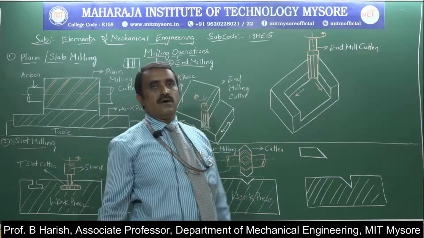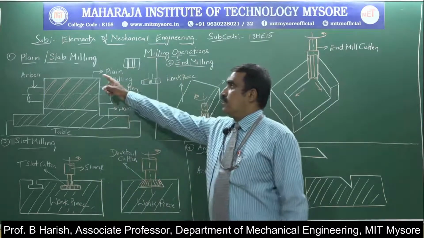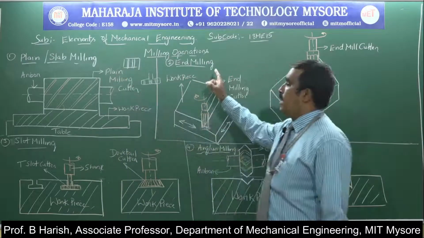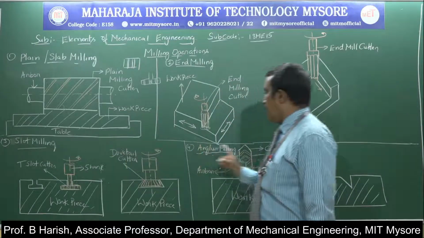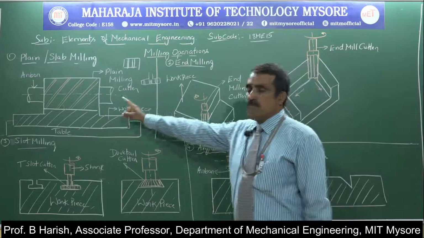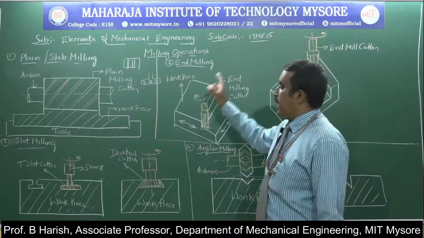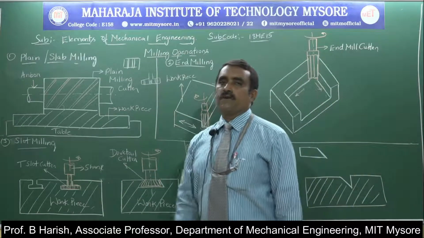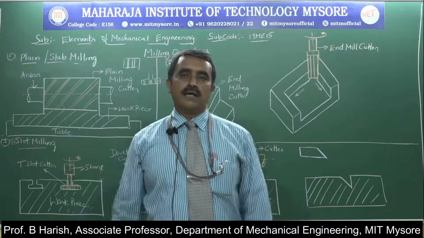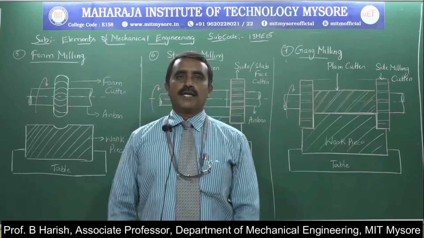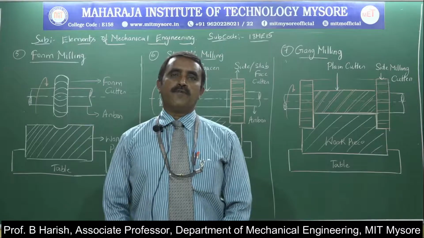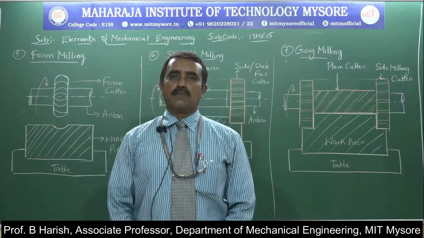These are the four types we have discussed: plane milling or slab milling, end milling, slot milling, and angular milling. Plane milling and angular milling are performed on a horizontal milling machine, whereas end milling and slot milling are performed on a vertical milling machine. We'll continue with the remaining types of operations that can be performed on a milling machine.